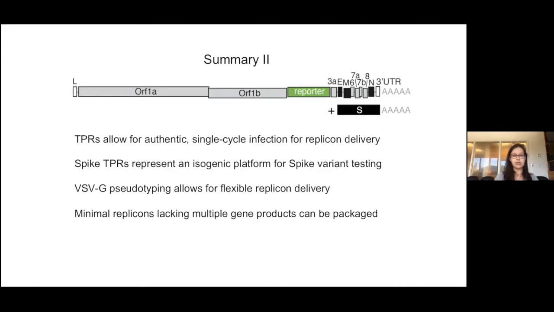So just to summarize the second part, the trans-packaged replicons allow for authentic single-cycle infection for replicon delivery. The spike trans-packaged replicons represent an isogenic platform for testing different spike variants. And we can use that, as I showed you, for neutralization assays and other assays that have to do with entry. Pseudotyping with VSVG allows for flexible replicon delivery to different culture systems and different cells. And lastly, I showed you that the minimal replicons that lack all the accessory genes can still be packaged.